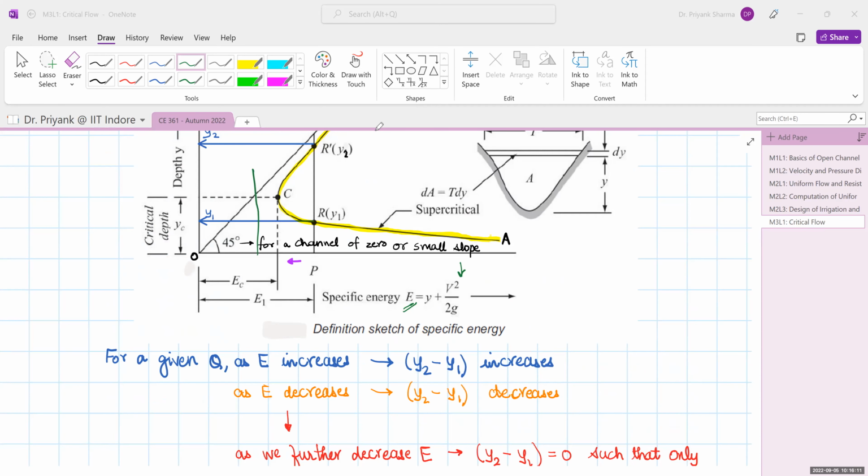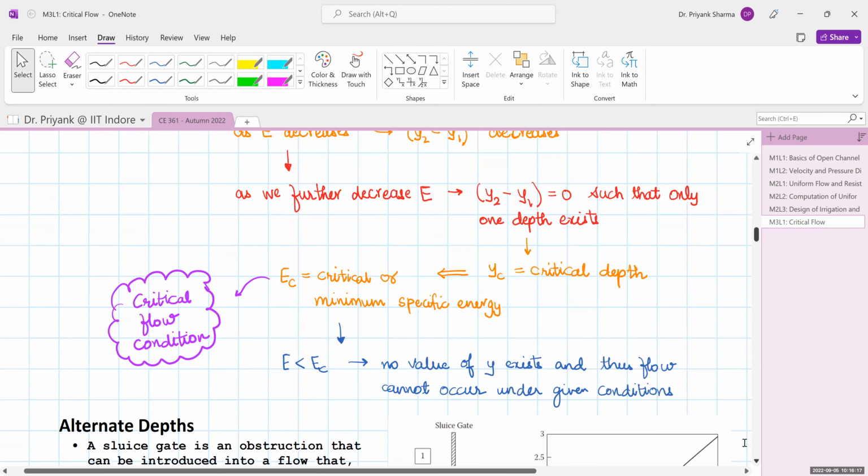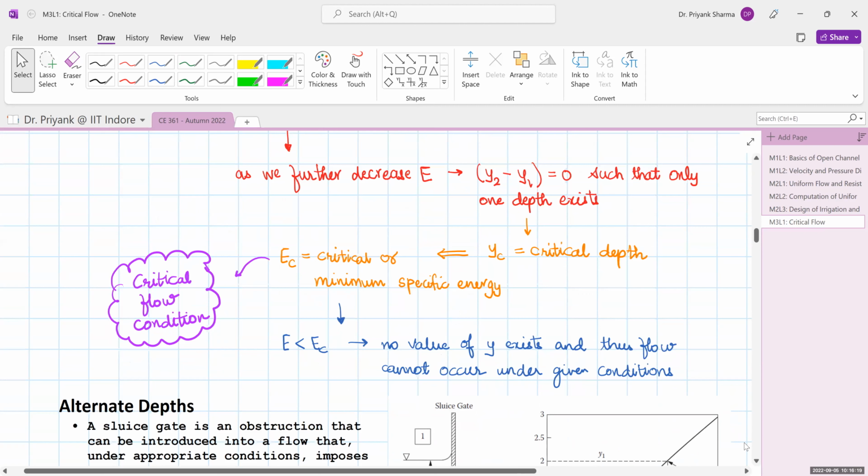So that means there is no value of depth which is possible for E less than EC, and that flow cannot sustain. To sustain that flow, you have to make some modifications, but for the given conditions, the flow cannot sustain. Now the condition where your specific energy is minimum is called the critical flow condition. That is very important, and we categorize it as a critical flow condition.